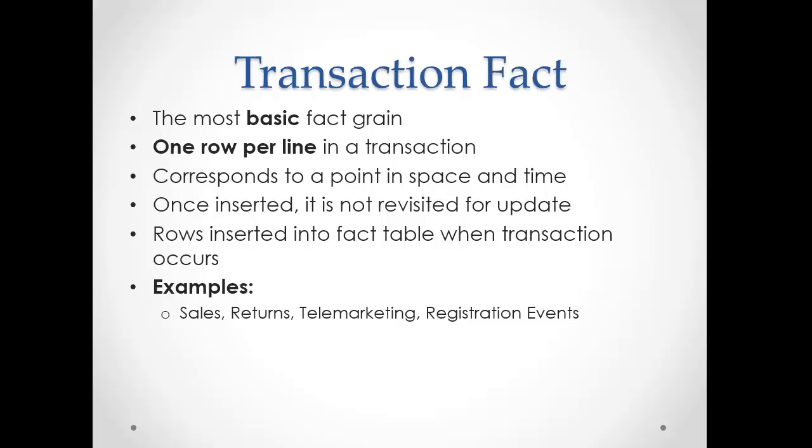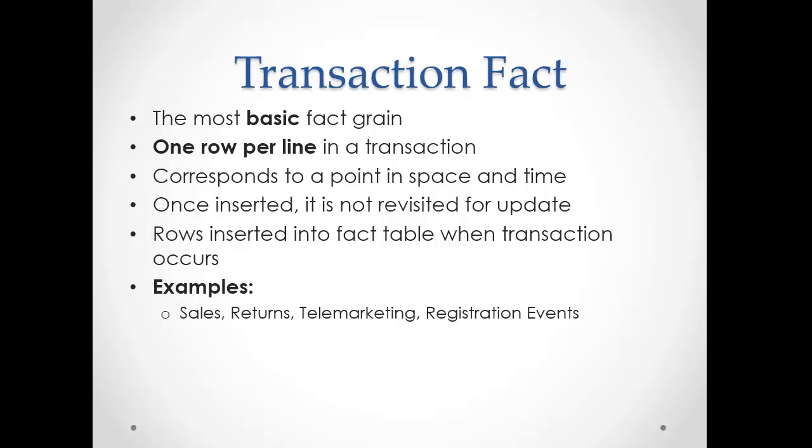So think about this. You go to Target and you buy a pack of pencils and a DVD movie. Each thing that you buy from Target is a transaction. So the pencils, 1 row in the fact table, the DVD, another row in the fact table. Generally the transactions correspond to a point in space and time. Once they get added, you do not go back and delete them or change them. They're static, and again, they occur over time. When the transaction occurs, it gets inserted into the fact table.